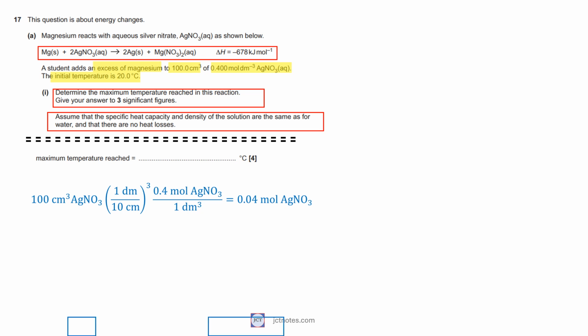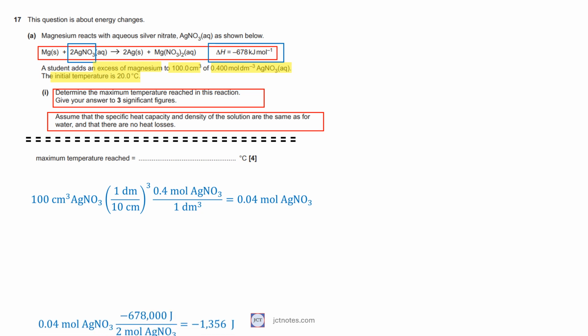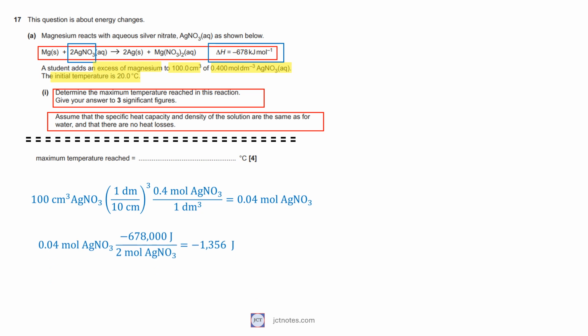From the reaction, we get 678 kilojoules, or 678,000 joules per 2 mole of silver nitrate. 0.04 mole of silver nitrate provides 13,560 joules. As the solution has a volume of 100 cubic centimeters and we are taking its density as that of water, we can consider that the mass of solution is 100 grams.